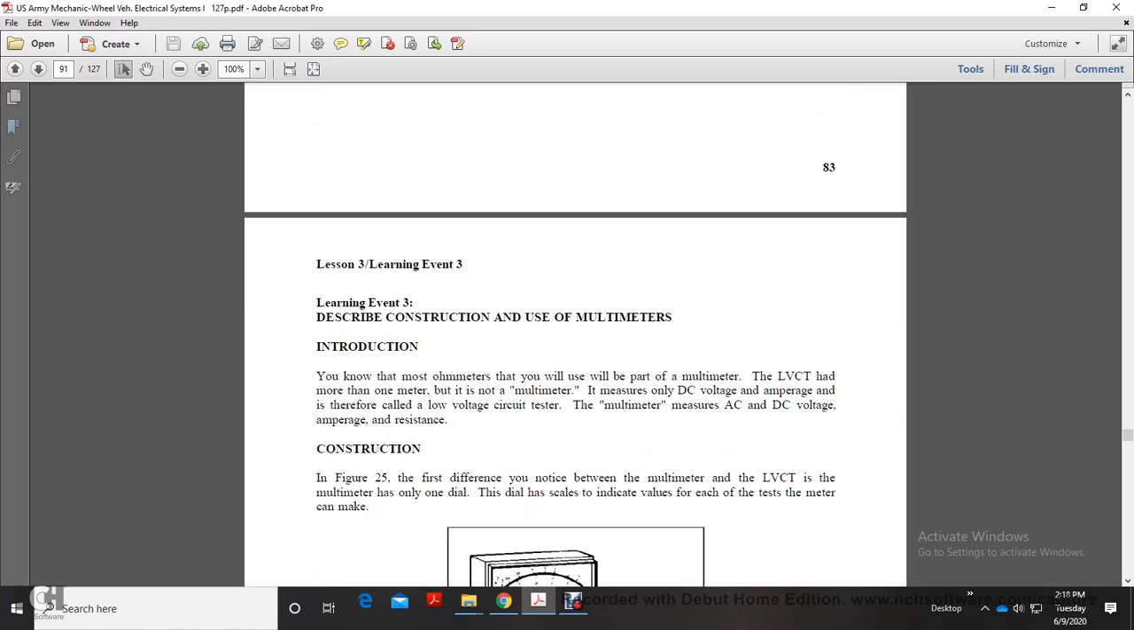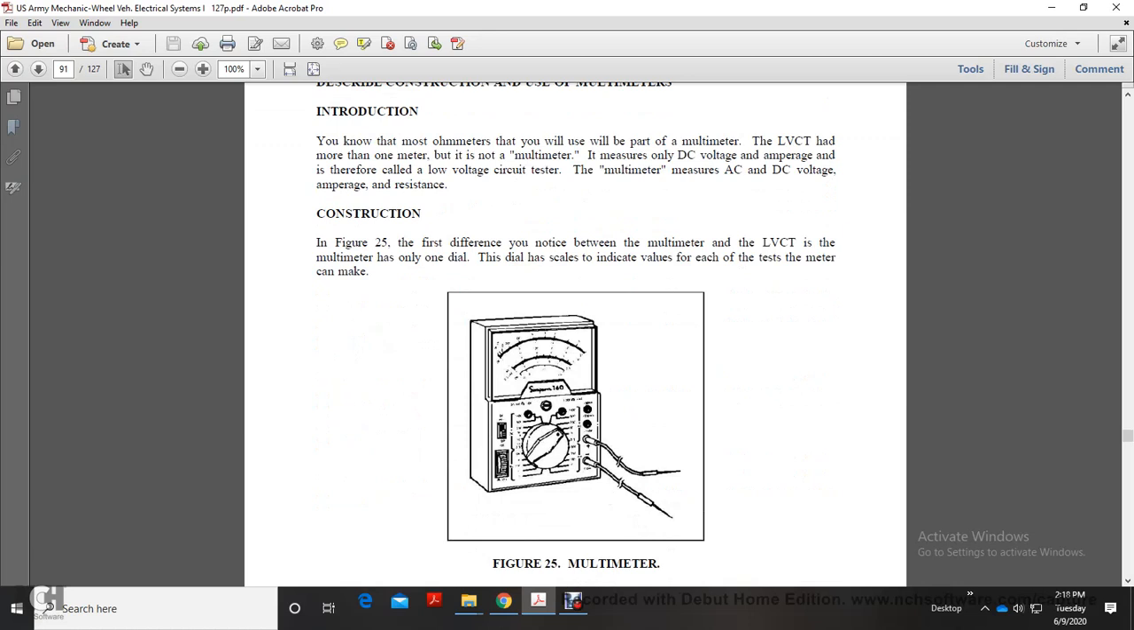Alright, learning event 3: describe construction of multimeters. Introduction. You know the ammeters that you will use are part of the multimeter. The low voltage circuit tester has more than one meter, but it measures only DC voltage and amperage, and therefore it's called the low voltage circuit tester. The multimeter measures AC and DC voltage, amperage, and resistance.